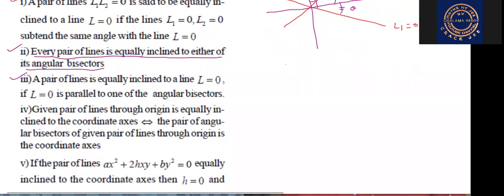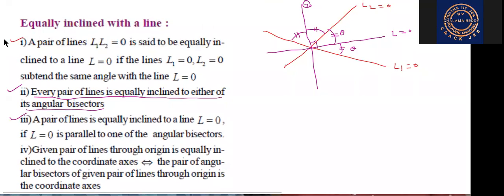A pair of lines is equally inclined to a line L is equal to 0 if L is equal to 0 is parallel to one of the angular bisectors. So these pink color lines are angular bisectors of the pair of lines. The pair of lines is red color. So one of the lines is the angle bisector line. This is here.